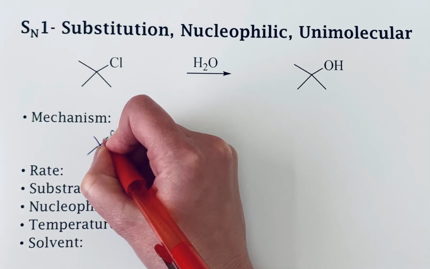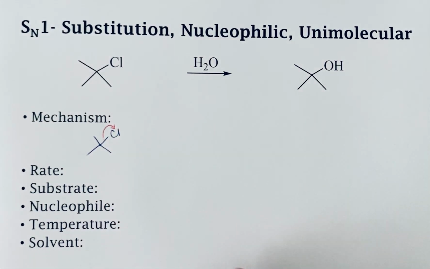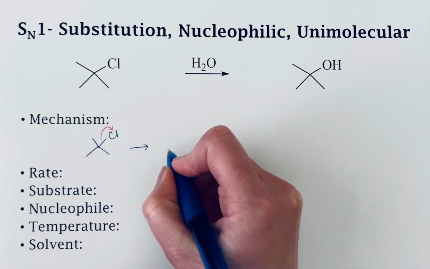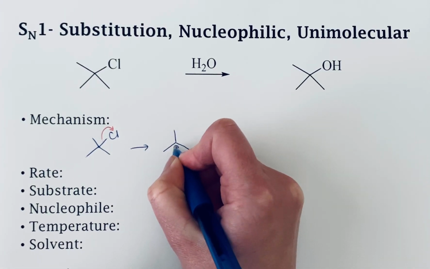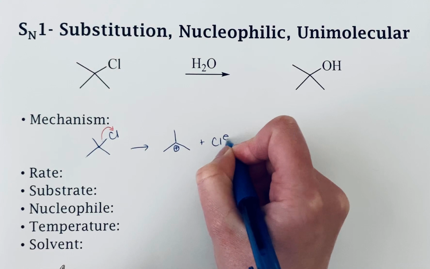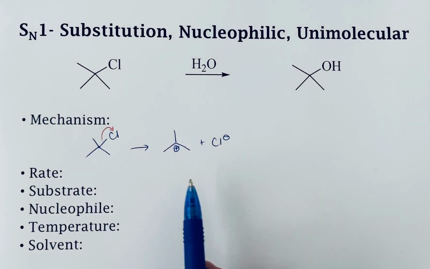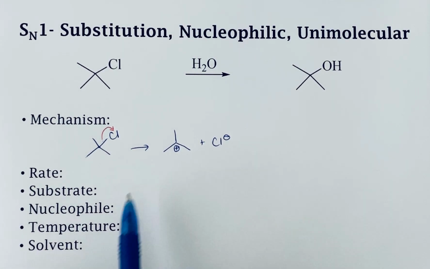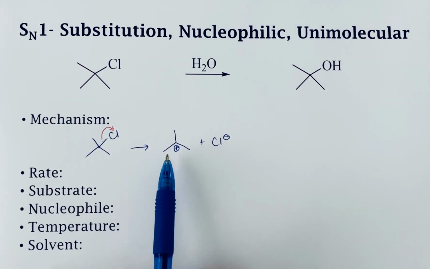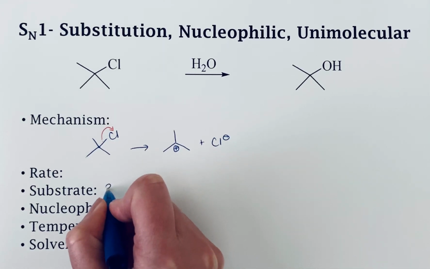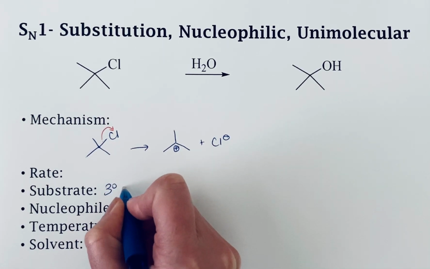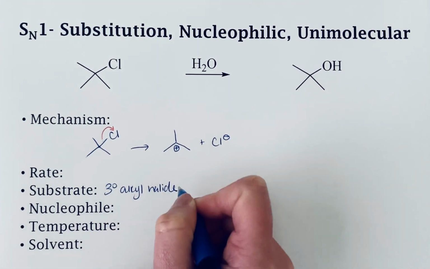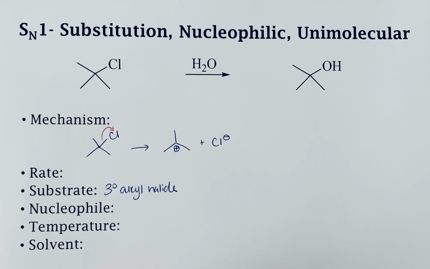And so in this mechanism, what happens is the molecule first ionizes. The leaving group leaves, forming a carbocation. So the only substrates that can undergo this SN1 reaction are going to be ones that can form stable carbocations. So the ideal substrate for an SN1 would be something like a tertiary alkyl halide. That would form a relatively stable carbocation.